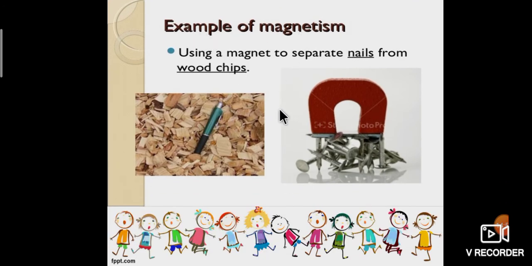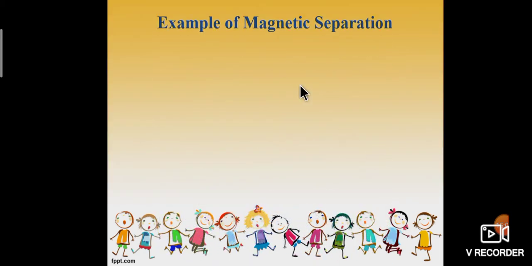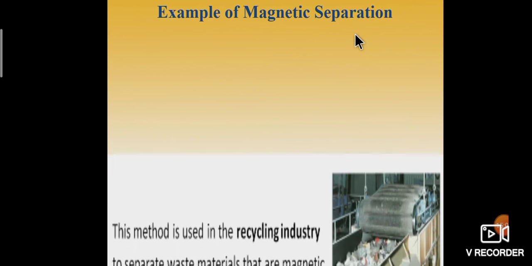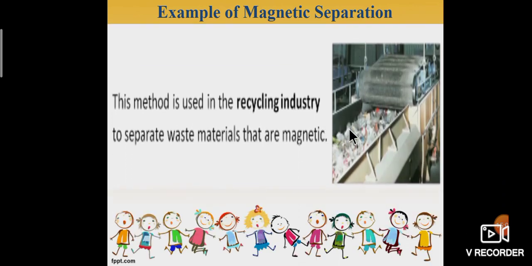We can separate nails from wood chips in wood industries. Another example for magnetic separation: yes, this method is used in the recycling industry to separate waste materials that are magnetic. To know more details about solid separation, see the link below.